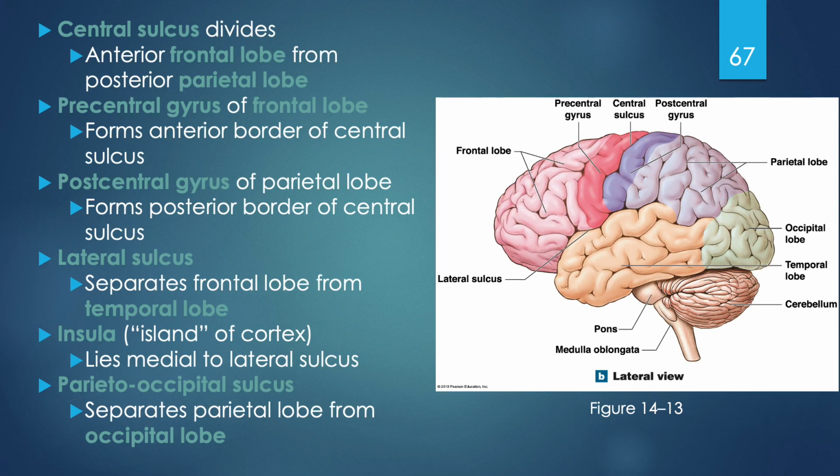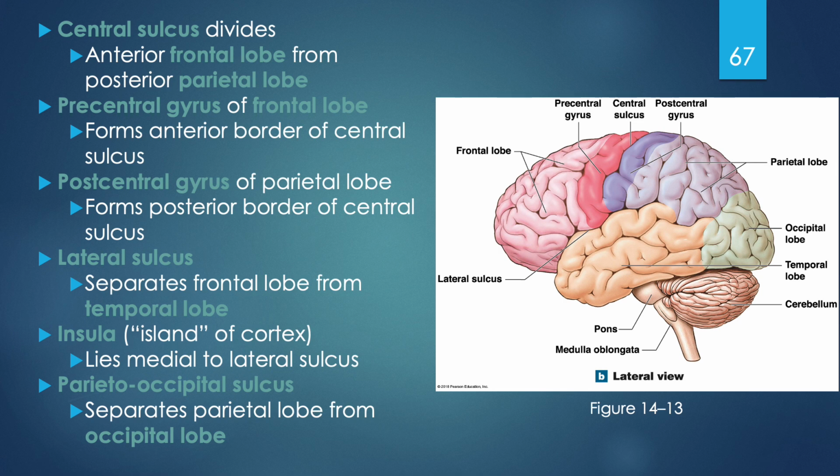Some additional structures of the cerebrum include the central sulcus, which is going to divide the anterior frontal lobe from the posterior parietal lobe. So you can see that located on the image, highlighted just in between the red and the purple. The precentral gyrus of the frontal lobe is going to be that area that's highlighted in that pinkish red color, and it's going to form the anterior border of the central sulcus. The postcentral gyrus of the parietal lobe is going to be shown in the purplish area on your image at the right, and that forms the posterior border of the central sulcus.